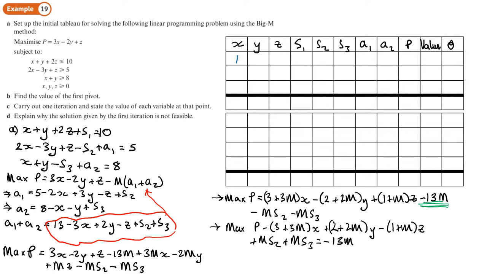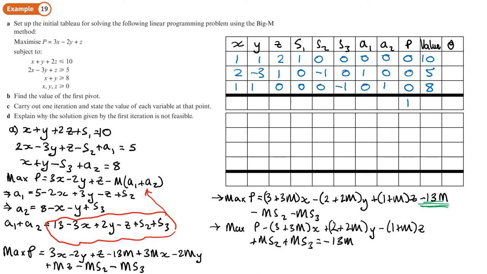So we have x plus y plus 2z plus s1 is equal to 10. Second equation, 2x minus 3y plus z minus s2 plus a1 is equal to 5. And third equation, x plus y minus s3 plus a2 is equal to 8. And then we have our objective function. So it might be a bit squashed to get these in the boxes.